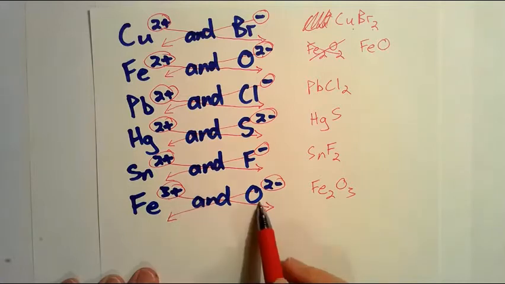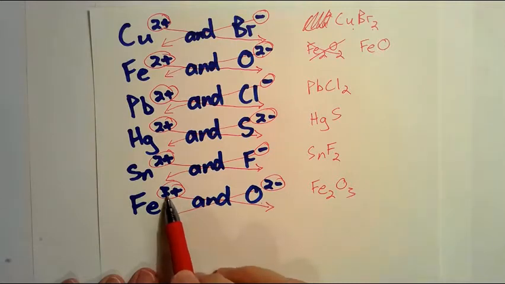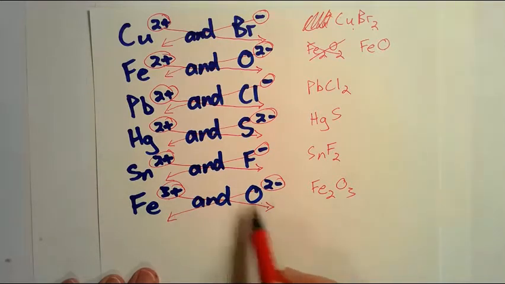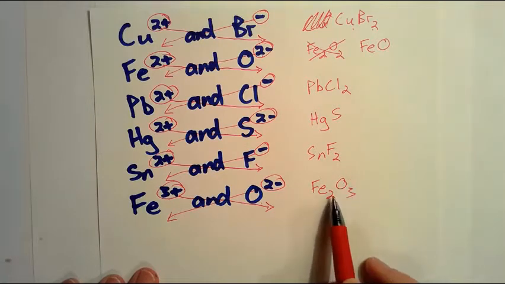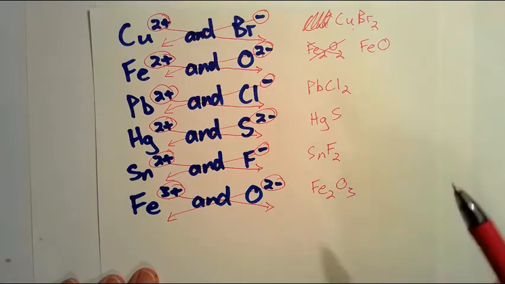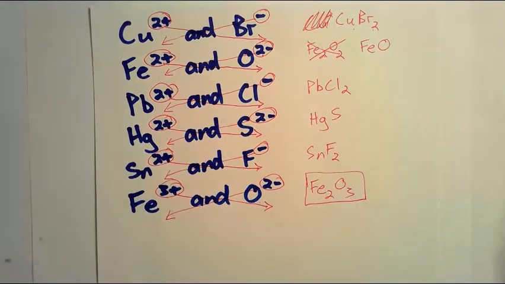Since I followed the crisscross rule for this last one, iron and oxygen, the 2 came down here to be a subscript, and the 3 came down here to be a subscript. So the 3 comes down to the oxygen, and the 2 comes down to the iron. This is Fe2O3, or iron oxide, a very common compound.